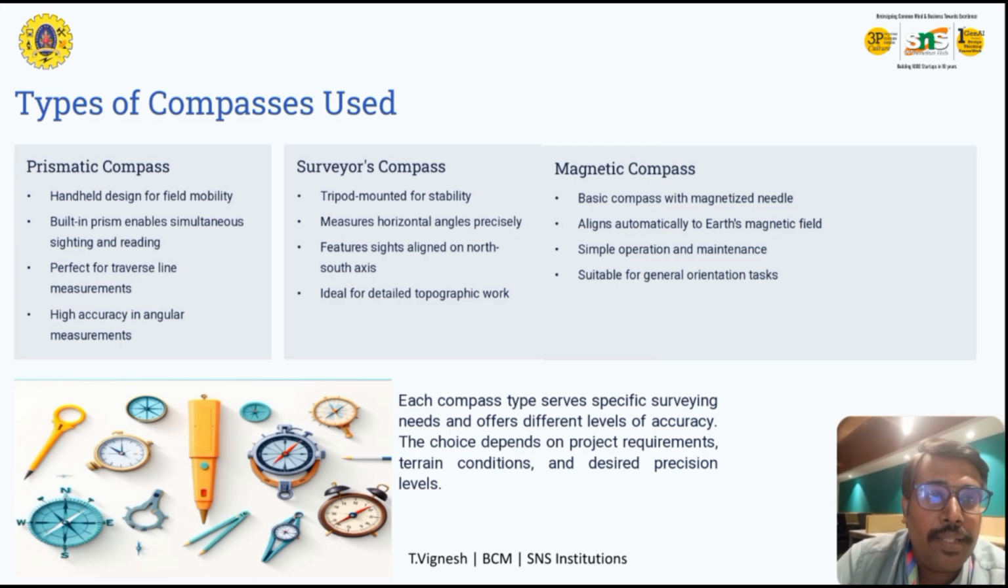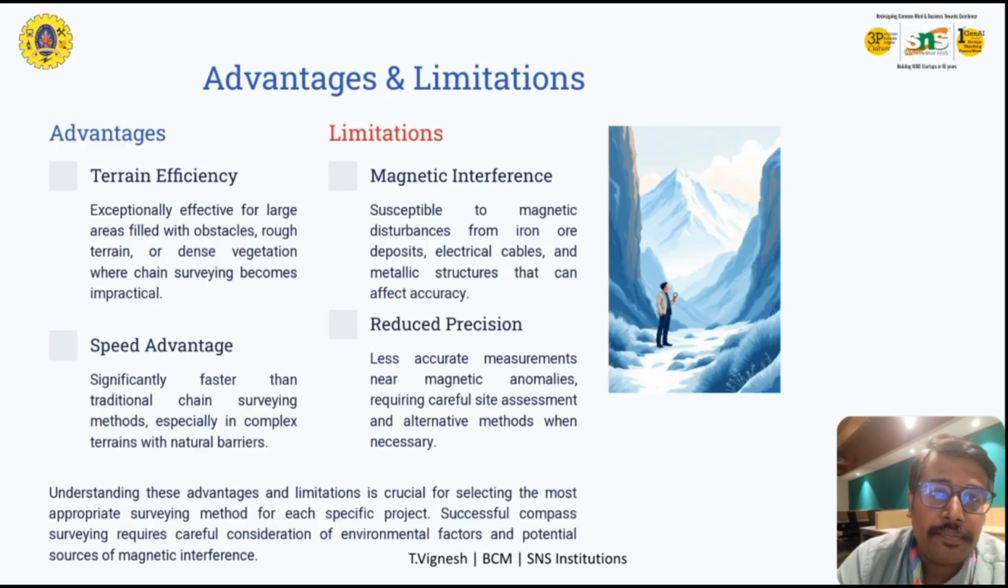The magnetic compass is a basic compass with a magnetic needle that aligns automatically to the Earth's magnetic field. It has simple operation and maintenance, suitable for general orientation tasks. Each compass type serves specific surveying needs and offers different levels of accuracy. The choice depends on project requirements, terrain conditions, and desired precision levels.